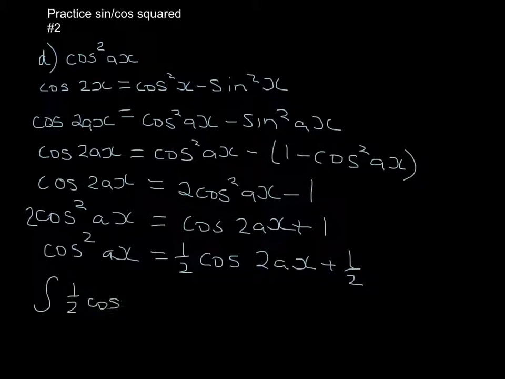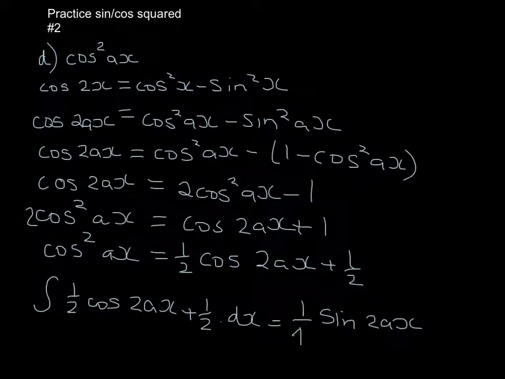So it's a half cos 2ax plus a half dx, which is, so the integral of cos is sine 2ax, and we'll leave a little space at the beginning. Okay, we've already got a half there, and we also need to divide by the derivative of 2ax, which is 2a. So therefore it's 1 over 4a, taking into account that other half, plus a half x, plus c.